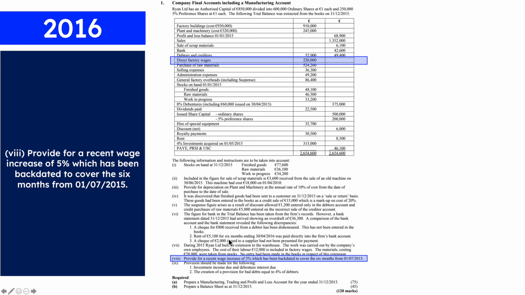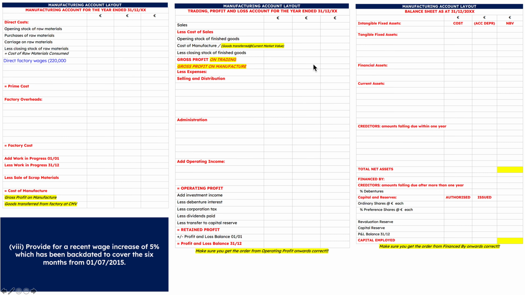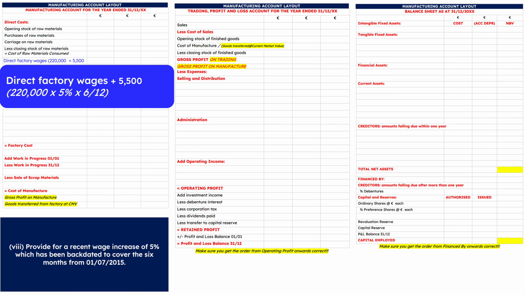In the 2016 question, it would be the same about the extension to the warehouse, and if you had to do depreciation on buildings, you'd have to take this into account. So note 8, provide for a recent wage increase of 5%, which has been backdated to cover the 6 months from the 1st of the 7th, 2015. So the direct factory wages up here, 220,000. In the manufacturing account, you're going to add 5,500. How did we get that? Well, it was 220,000 multiplied by 5%, multiplied by 6 over 12, and that's your 5,500. And then you have the wages due in the creditors' amounts falling due within 1 year in the balance sheet, 5,500 there.